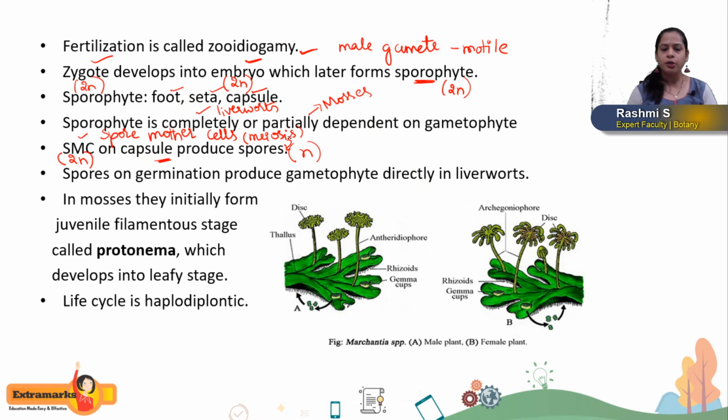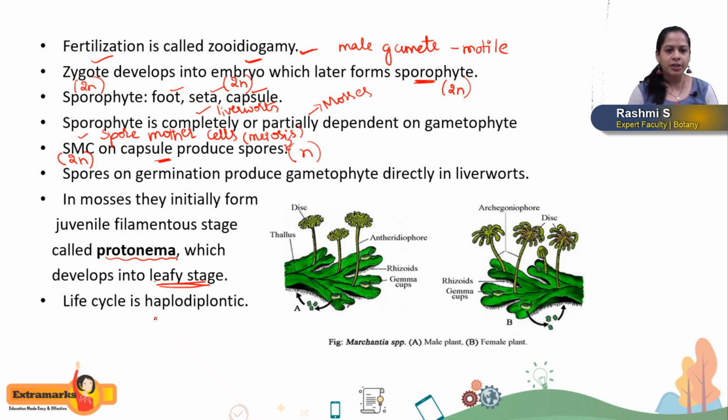These spores upon germination again give rise to the gametophytic plant body directly. The gametophyte is formed directly in liverworts, but in mosses it involves intermediate stages. First, the spore develops into a juvenile stage. This juvenile stage is called the protonema. I'll show you in the picture. And later the protonema develops into the leafy stage of the moss.